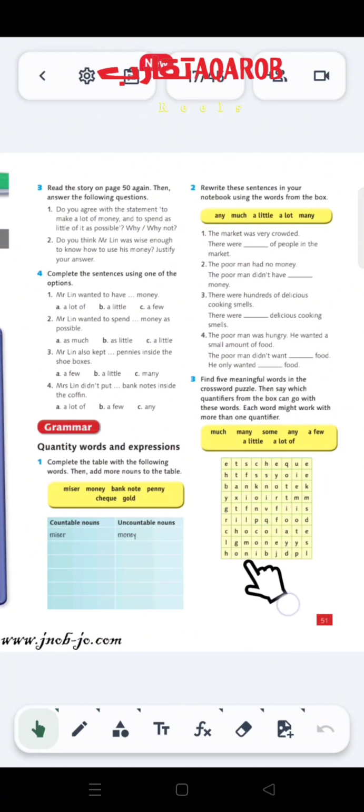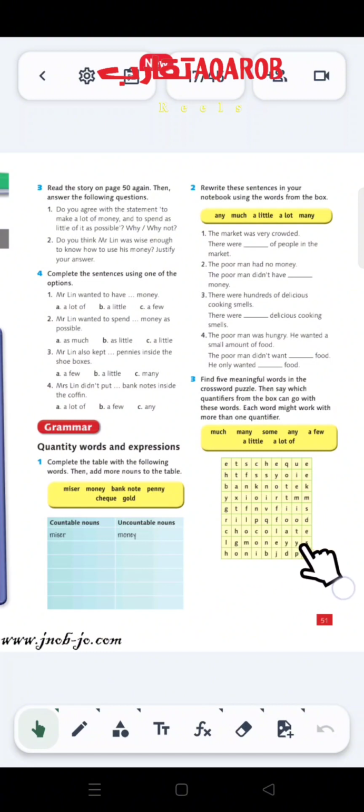Can you find another word? Yes, let's look at this row. Banknote. Is banknote countable or uncountable? Yes, it's countable. So can we say many banknotes? Yes, we can say many banknotes. Can we say a lot of banknotes? Yes, because a lot of is used with countable and uncountable. Can we say much banknotes? No, we cannot, because banknote is countable and much is used with uncountable nouns.